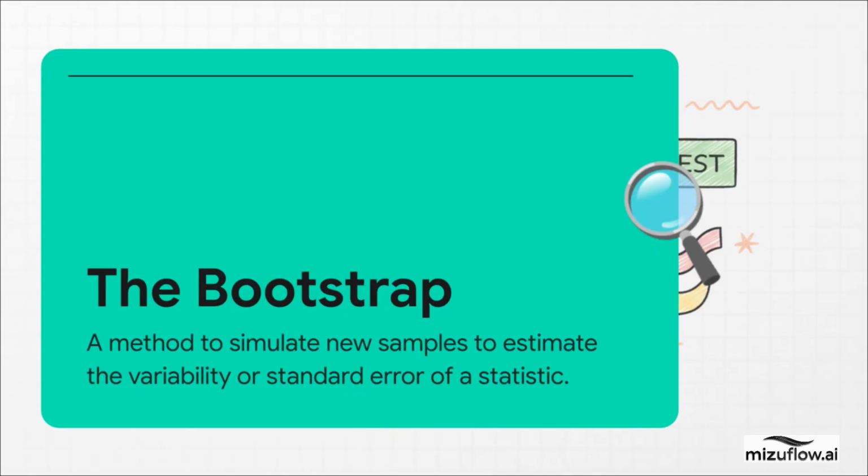So what's the point of all that drawing and replacing? Well, the crucial takeaway here is that the Bootstrap is all about quantifying uncertainty. By creating all of these slightly different simulated data sets, we can measure how much a specific result, like, say, a coefficient in our model, bounces around. This gives us something called a standard error, which is a direct measure of our confidence in that number.